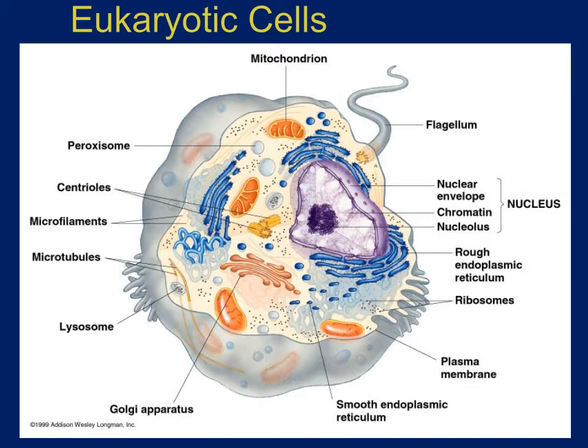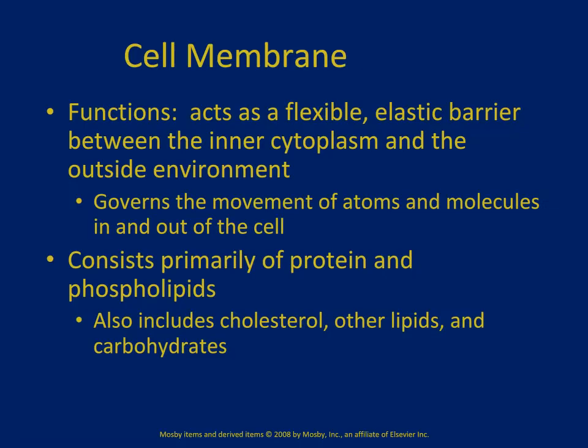Okay, so now that we've had an overview of the different types of cells and also non-cellular organisms and disease agents, we're going to go back and focus on eukaryotic cells because those are the cells that we find within animals. Now remember, eukaryotic cells have a nucleus and membrane-bound organelles. Now surrounding the cell is something called the cell membrane or plasma membrane. Now the plasma membrane is important because it acts as a flexible, elastic barrier between the inner cytoplasm and outside environment. And so it's important because it governs the movement of molecules into and out of the cell.